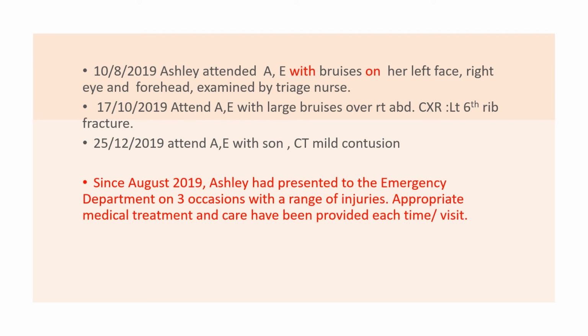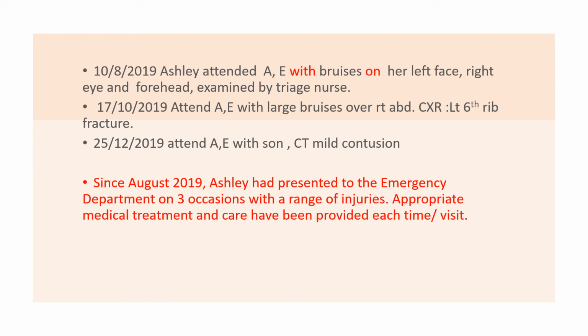We have 3 visits like that. One visit on the 10th of August, Ashley attended the E&E with bruises on her left face, right eye, forehead, and was examined by the triage nurse. Another visit after 2 months, attended the E&E with a large bruise on her right abdomen, and chest x-ray showed a left sixth rib fracture. Another visit after 2 months with her son, and there was a CT which showed mild contusion.